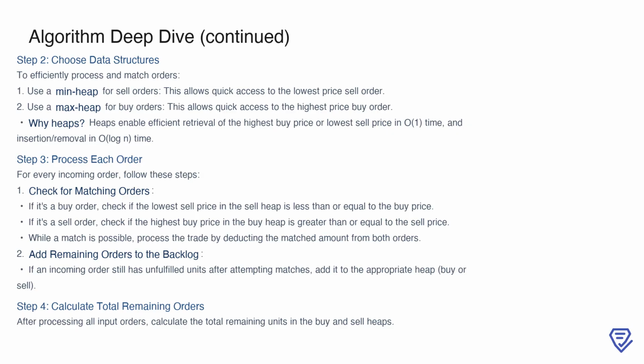Once our data structures are set up, we can process each order by following a systematic approach. First, we check if the incoming order can be matched with orders in the backlog. For a buy order, this means checking if the lowest sell price is less than or equal to the buy price. For a sell order, we look for the highest buy price that meets or exceeds the sell price. While a match is possible, we execute trades by deducting the matched amounts from both orders. If any portion of the incoming order remains unfulfilled, it is added to the appropriate heap, preserving the backlog for future matches. Finally, after all orders have been processed, the total remaining units in the buy and sell heaps give us the number of orders left in the backlog.